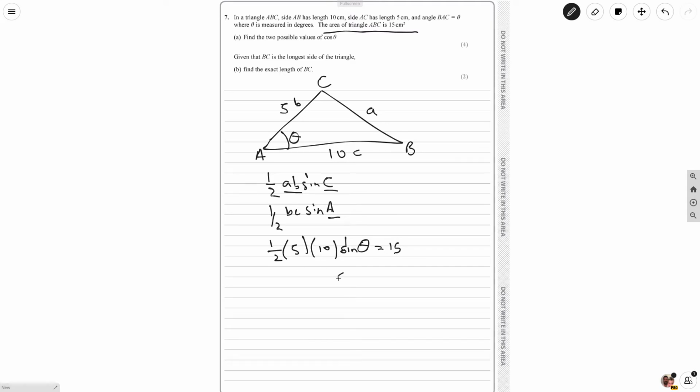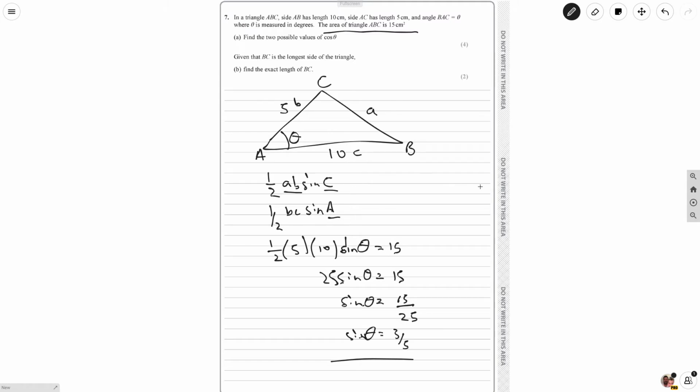And basically then just collect all your numbers together. A half times 5 times 10 is 25. So we can put 25 here, that's equal to 15. Take the 25 over the other side, so sine theta is 15 over 25, and of course that just simplifies to 3 over 5. That's all you can really do with that information.